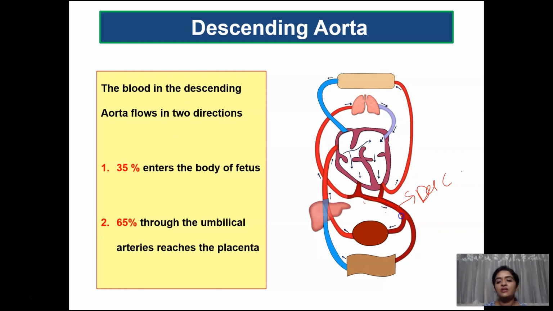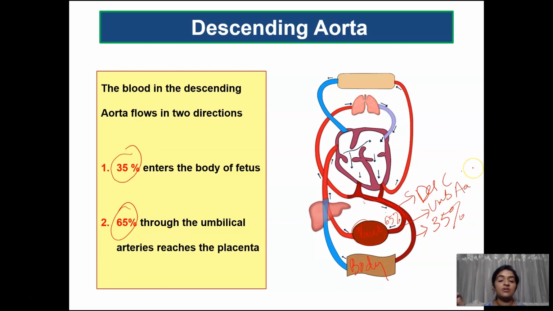You have to know which are the two options. Likewise, as the blood enters the descending aorta, it has got two options. One is 35% of the blood enters the body of fetus. So this is actually representing the body of fetus. So 35% of blood which is passing through the descending aorta passes to the remaining parts of the body of fetus. Whereas 65%, so this is placenta. Okay, so this is 65%.